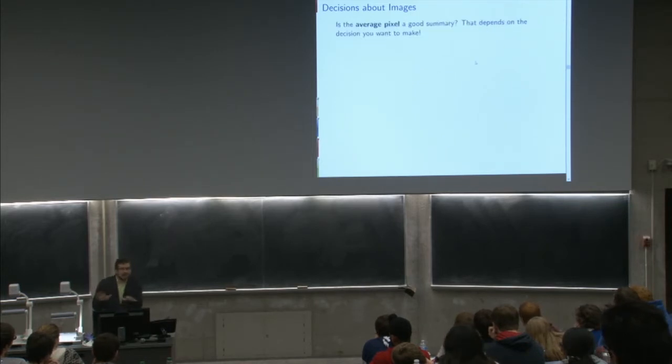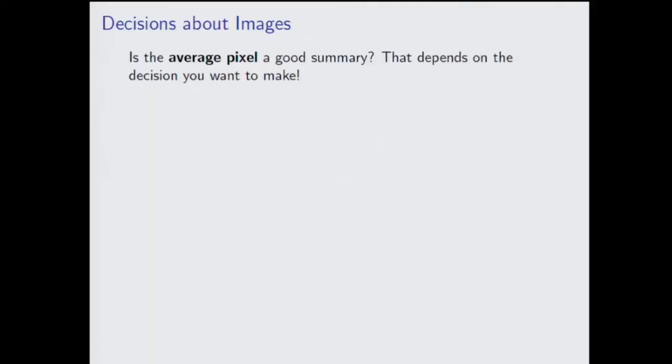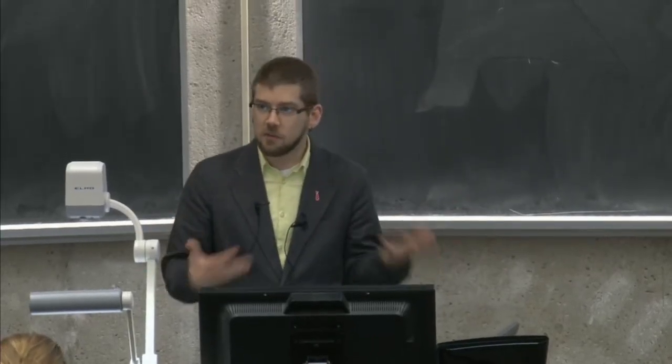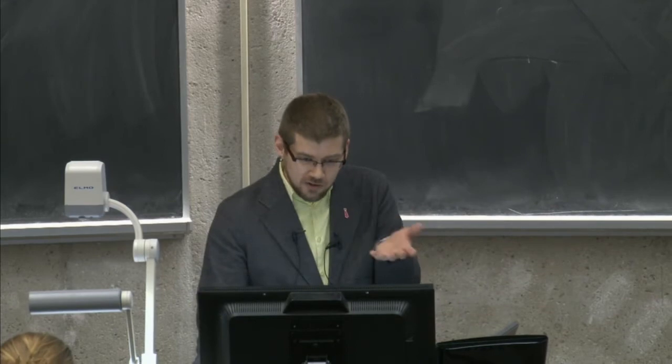Except it's not exactly what we're going to use. I'm going to make one more little change. The reason is that I want to classify images according to color. In particular, I don't care about the relative brightness of different images. I only care about what colors are in them. So whether or not the average pixel is a good summary and is going to let us make good decisions, it depends on the decision you're going to make.